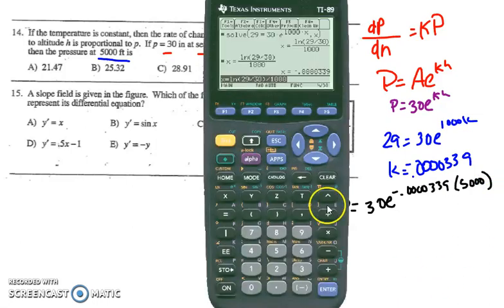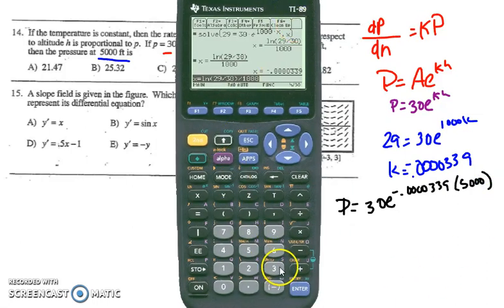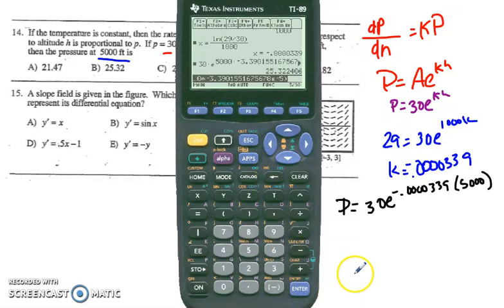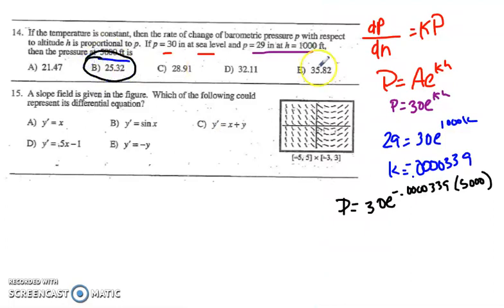So let's go back to our calculator, and we're going to plug in 30 times e raised to the 5,000 times, and I'm going to grab this answer from above and bring it into the line. Notice that when I do that, it says x equals, so I'm going to scroll all the way over and get rid of that x equals. And I end up with an answer of 25.322, which is choice B.